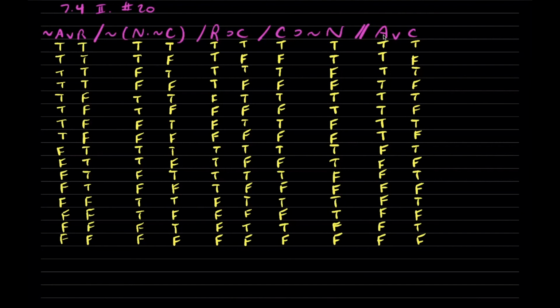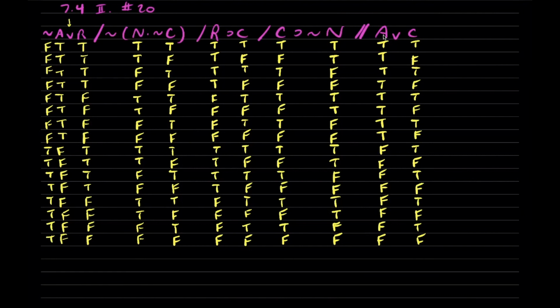I'm going to start on the very left. The main operator is this wedge, but we can't figure that out until we have the value of the negation of A. So if A is true, not A will be false, and vice versa. So we have 8 falses here. False, false, false, false, false, false, false, false. And then we switch to 8 trues, the opposite of A.